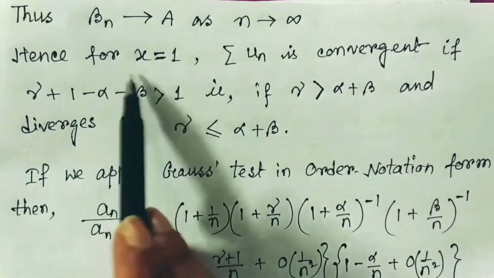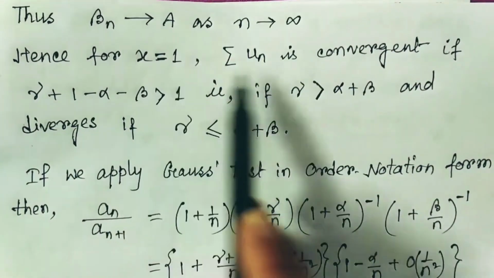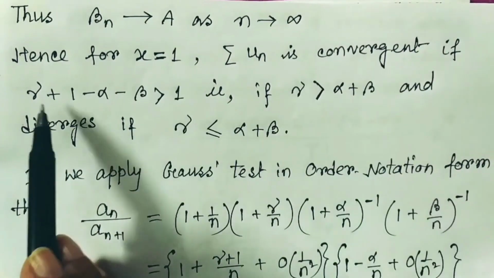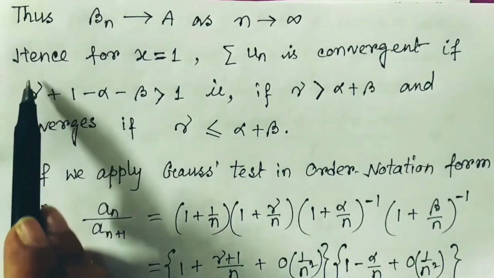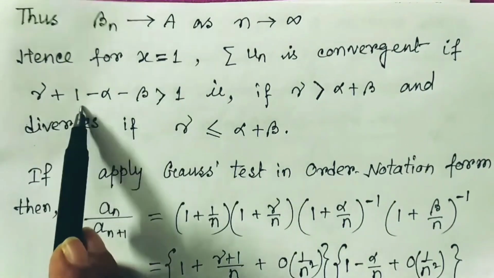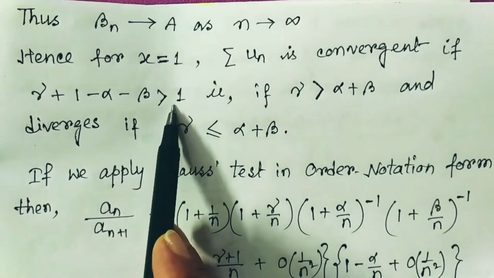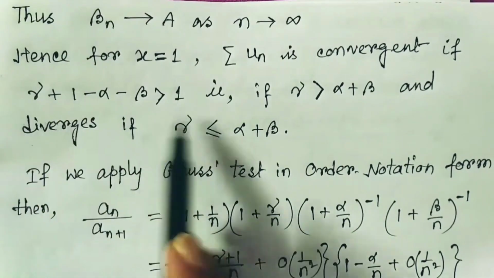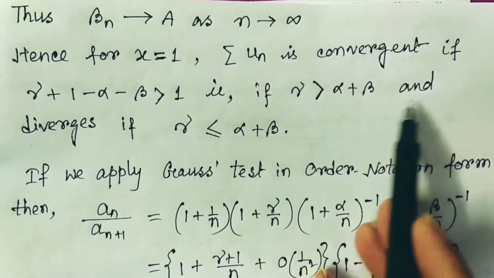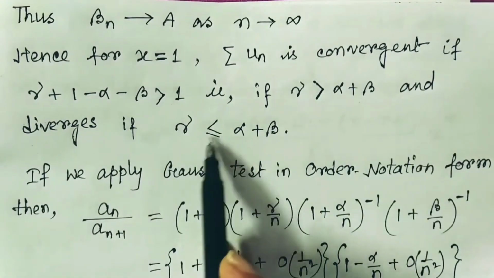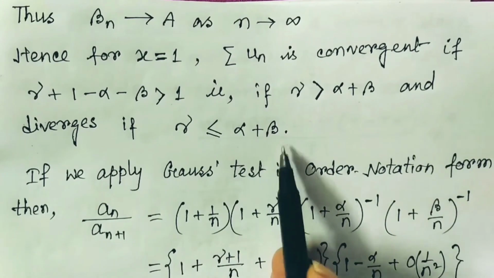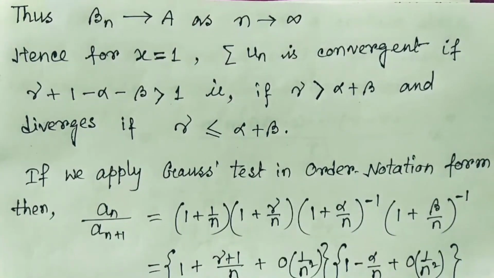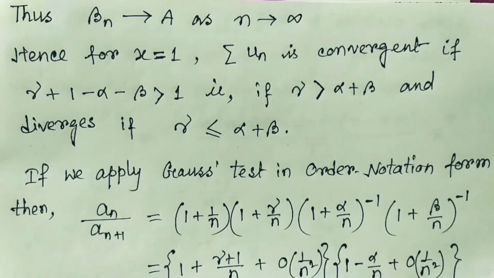So hence when x is equal to 1, the series converges if this one, which is your alpha value actually, gamma plus 1 minus alpha minus beta, is greater than 1, that is, this 1 cancels, so gamma is greater than alpha plus beta, and it diverges if gamma is less than or equal to alpha plus beta, that is by the Gauss test. Now this is the general form of Gauss test we have applied over here.